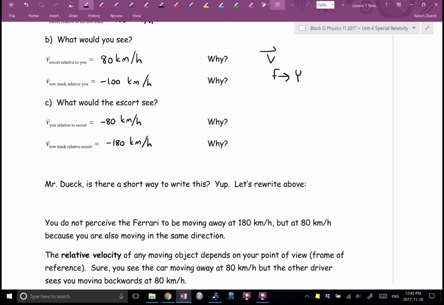So the velocity of you relative to the tow truck. I'll use a T for tow truck. I'll use an F for Ferrari. I'll fix the typo so that it no longer says escort.